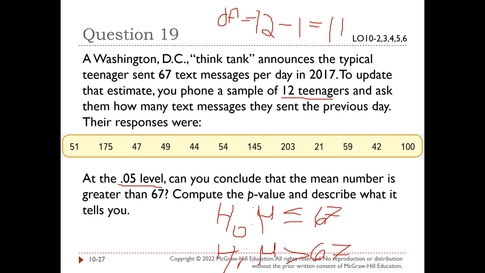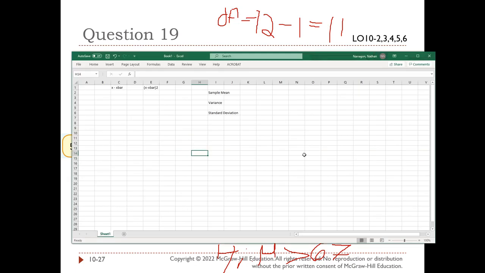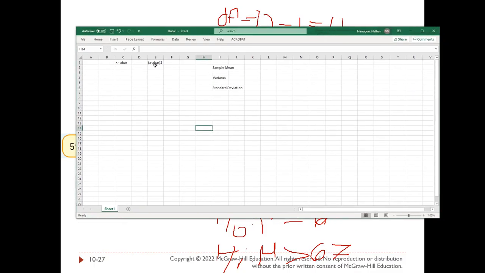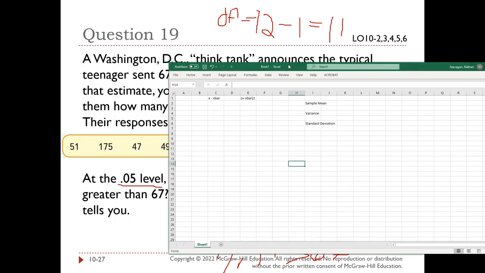Okay, so let's go ahead and calculate our standard deviation for our sample size. So again, we're going to need our Excel. So let's get Excel out. So here's our Excel. And this one I went ahead and already had filled in some of the items that we need to do, like x minus x bar, and then we're going to have to square that. But we need to figure out our mean, variance, and standard deviation.